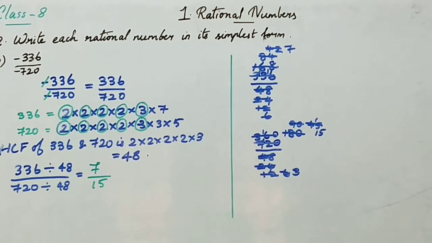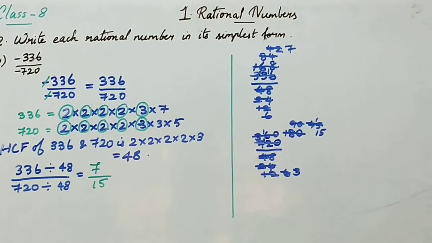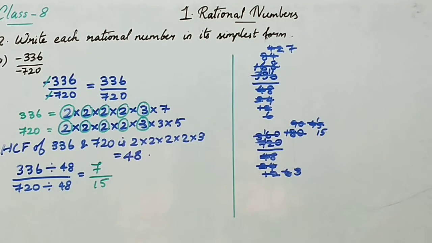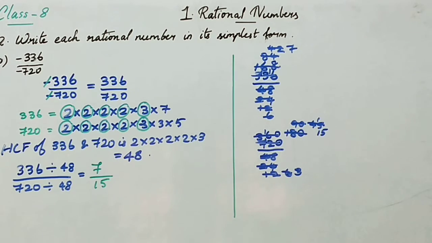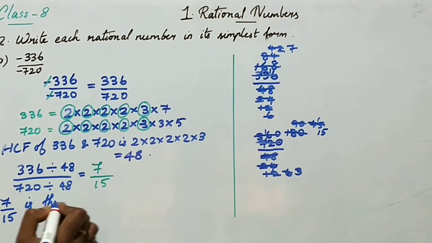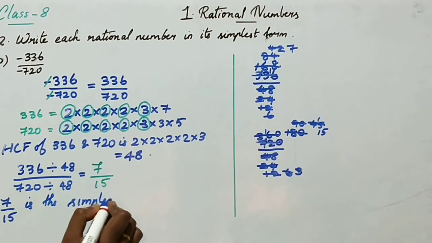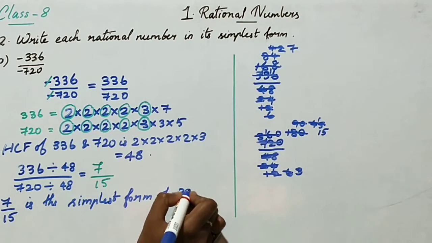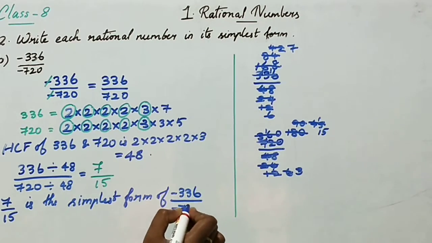Okay. So what is the simplest form of 336 by 720? It is 7 by 15. Okay. It is not divisible further. I can't simplify it any further. Okay. So if you need, you can divide it. I have cancelled here. If you need, you can divide and find the answer also. It will be the same thing. Okay. Now, at last, I can write a step as therefore 7 by 15 is the simplest form of minus 336 by minus 720.